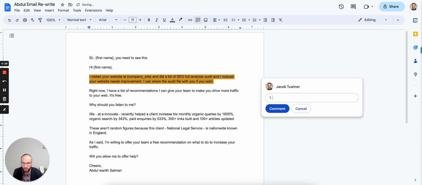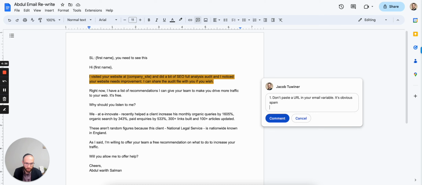1, don't paste a URL in your email variable. It's obvious spam. Basically he's pasting a URL here, company site. That's just a dead giveaway that you're doing a mail merge. Don't ever put a URL in your email, especially not like a website URL. Just don't do it.